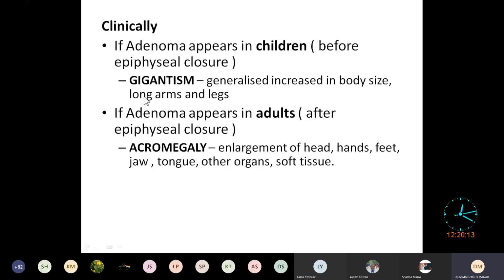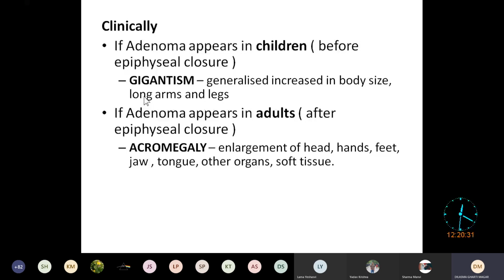Gigantism means whenever the tumor occurs in children and growth hormone is produced more, the children will grow to a huge size and look like a giant. That's why that is known as gigantism.